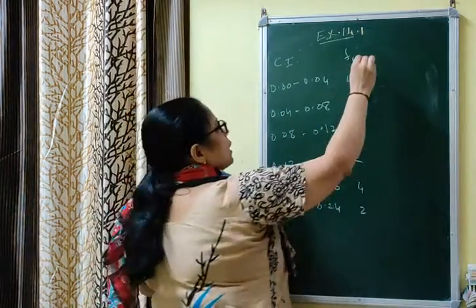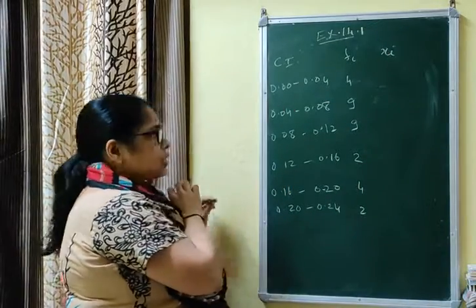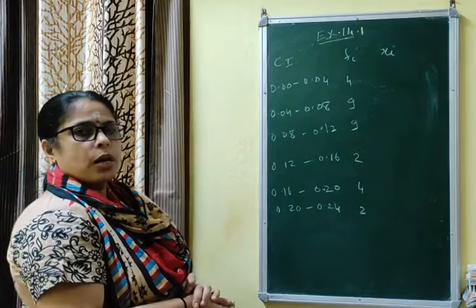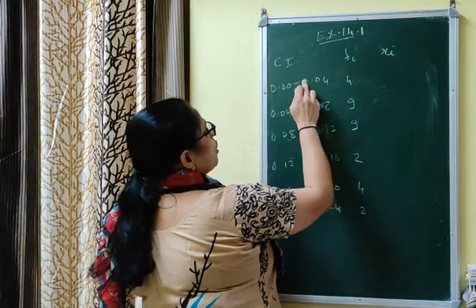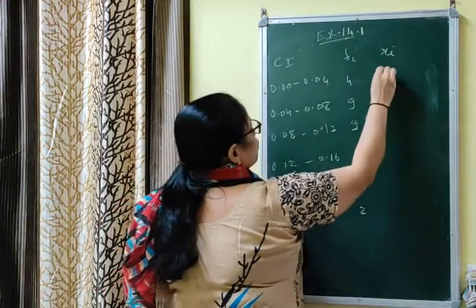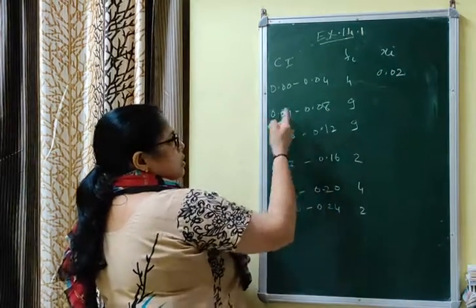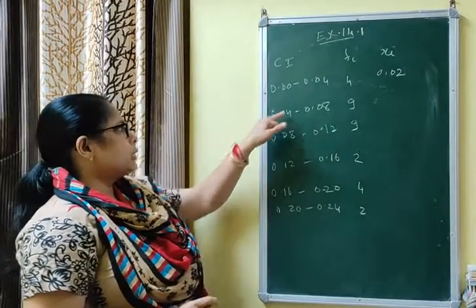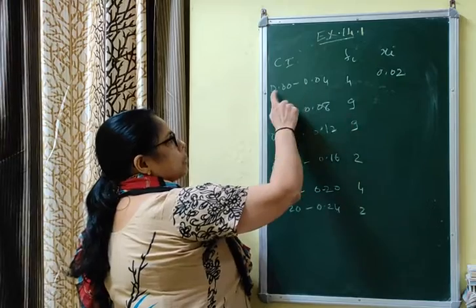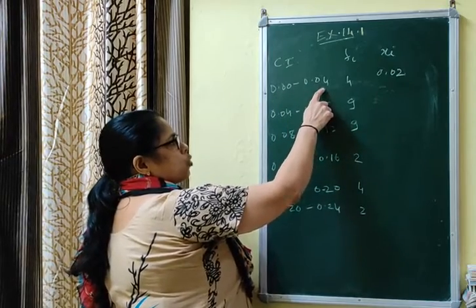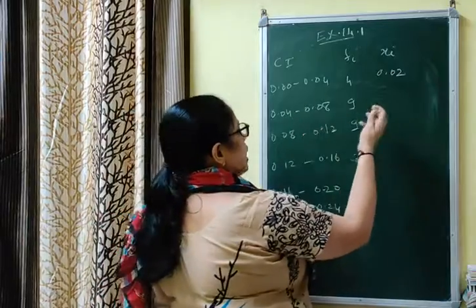Now you have to find xi. Xi means class mark. First class mark you can find by using the formula lower limit plus upper limit by 2, that is (0.00 plus 0.04) upon 2, that is 0.02. Now see, the classes are continuous. How can you check classes are continuous? By checking the diagonal elements are equal. Then what is the class size? Upper limit minus lower limit, that is 0.04. Now in order to find the next class marks, you have to add class size.